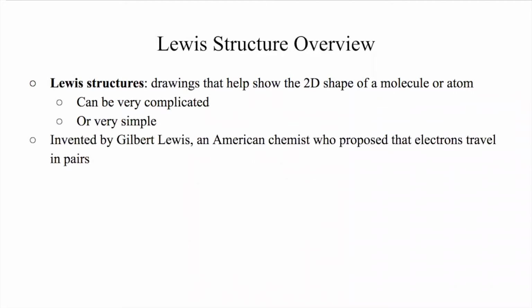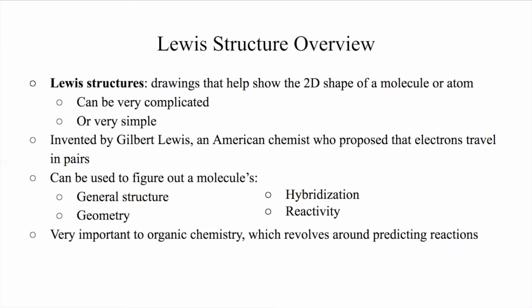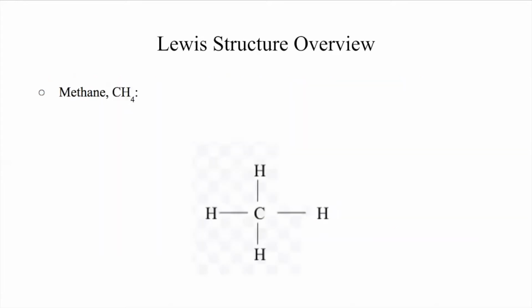They were invented and named after Gilbert Lewis, an American chemist who first proposed the idea that electrons travel in pairs. Lewis structures can be used to figure out a molecule's general structure, geometry, hybridization, and reactivity. As you can tell, they're very significant in organic chemistry, which revolves around predicting reactions. Here is a Lewis structure of one of the simplest organic molecules, methane, or CH4.